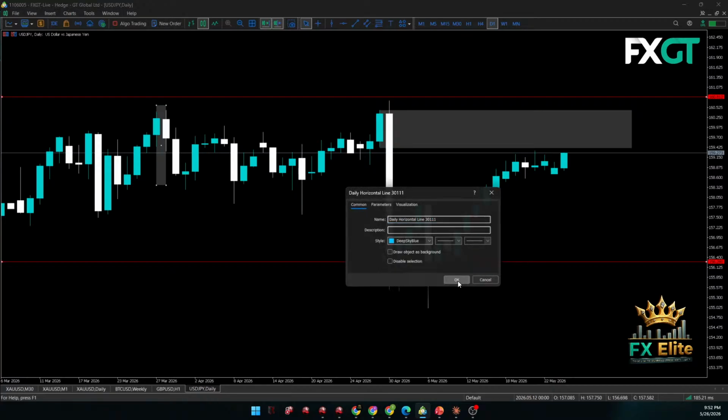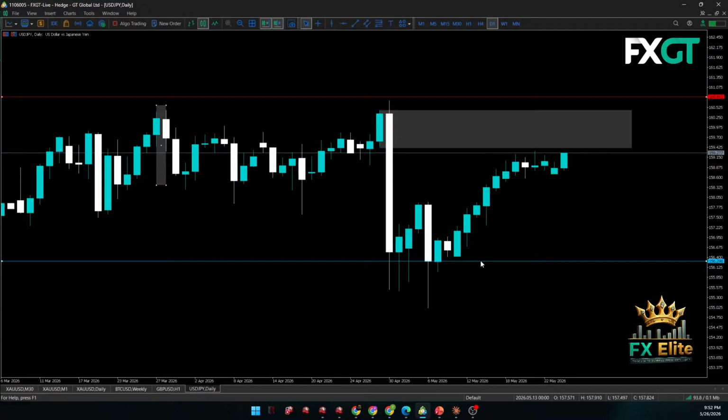So that's how I would go for this trade. I will go for sell in this area. My stop loss should be at least higher than the highest point, just a little bit higher, and then I will aim for take profit over here.